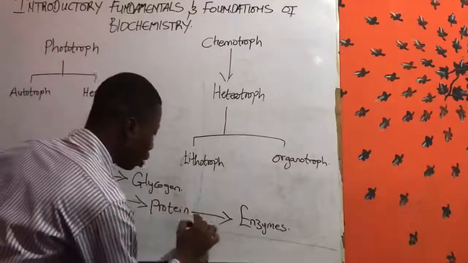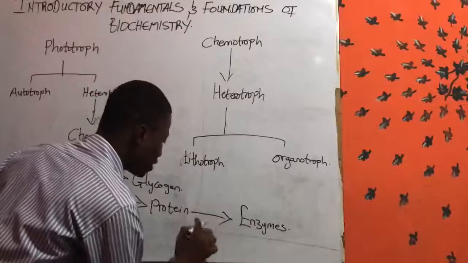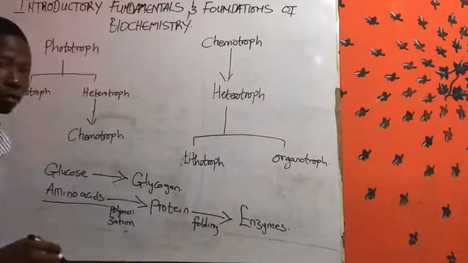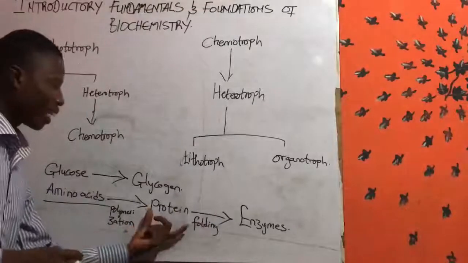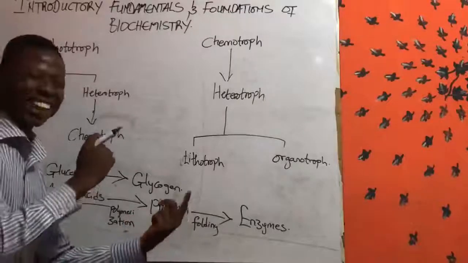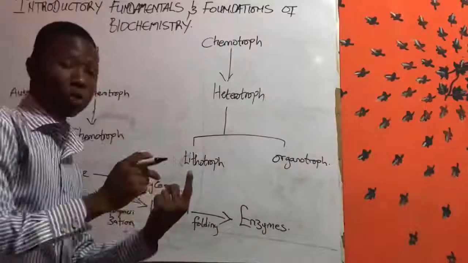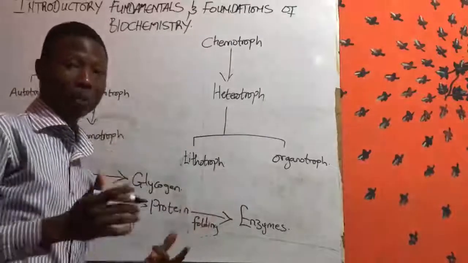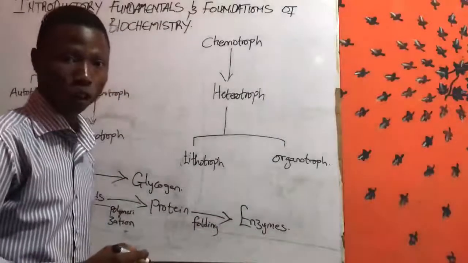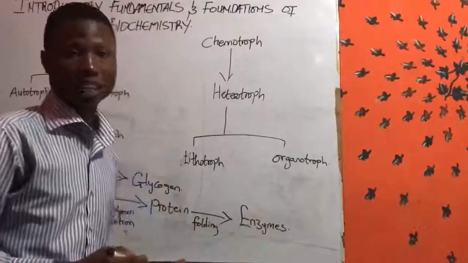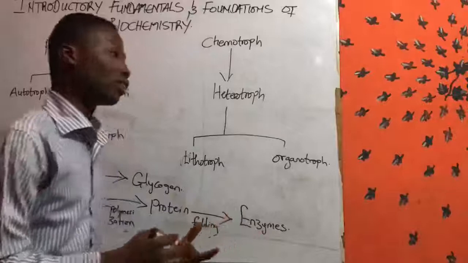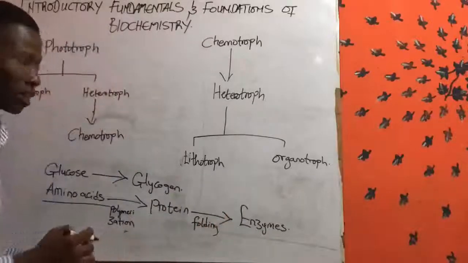Now the process here is folding. So my protein, after being formed as a result of polymerization of amino acids, can then fold to form a bigger three-dimensional functional structure, such as an enzyme. Sometimes it folds into hormones, such as catecholamines.